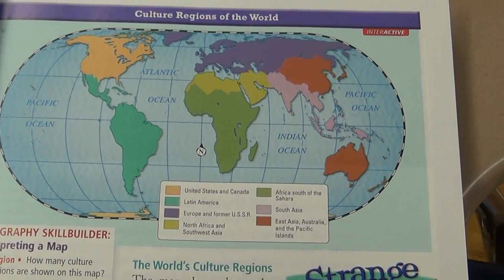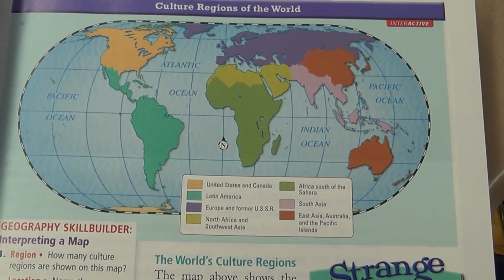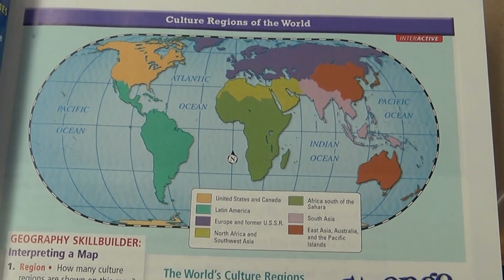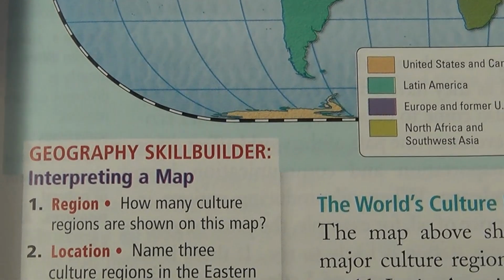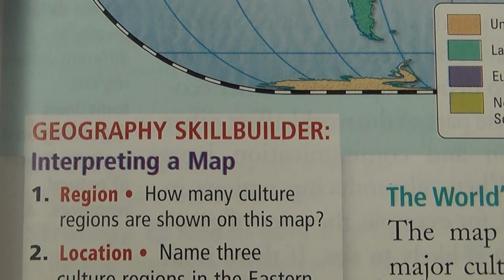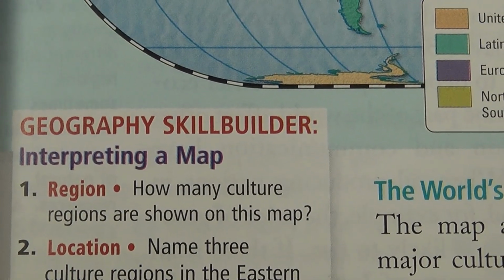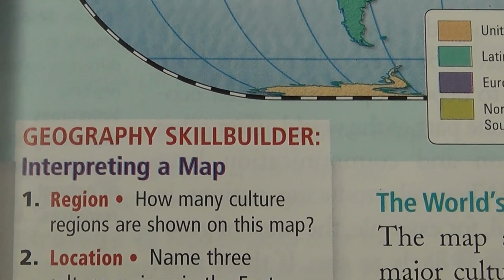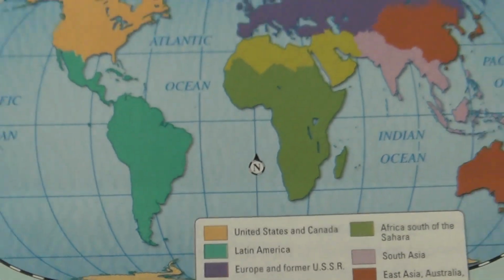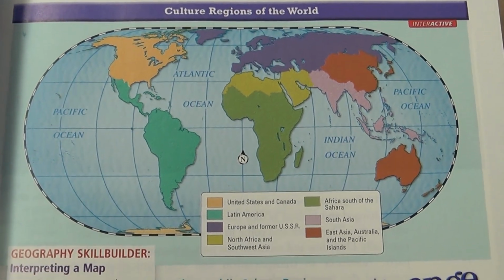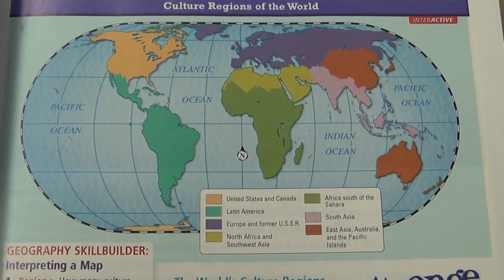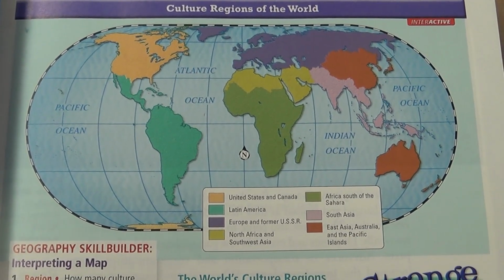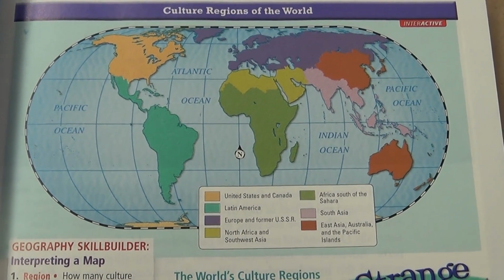We are on page 25 of our old social studies textbook, and we are going to do number 1 on this geography skill builder. It says, how many culture regions are shown on the map? Please pause and see if you can figure that out. So the answer to this is 7 culture regions.